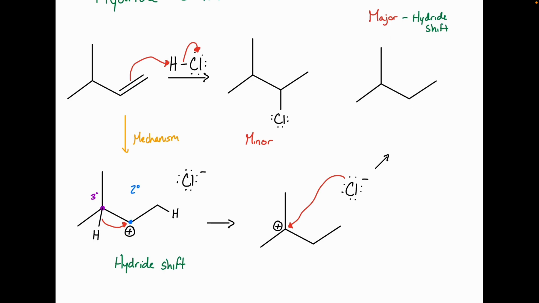So if you're having trouble drawing your products, you basically want to start with the framework of your alkene. Nothing's going to change in terms of what's bound to what here. All we want to do is add that new bond to my chlorine. So again, this will be my major product.